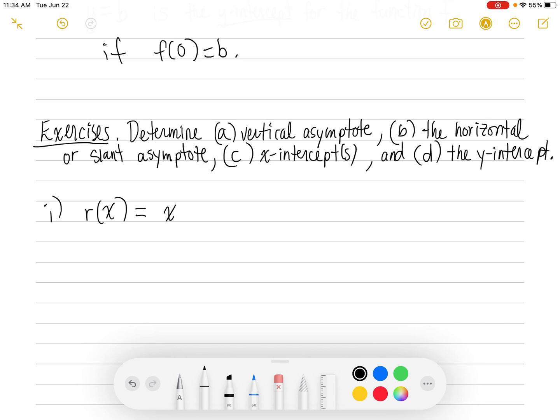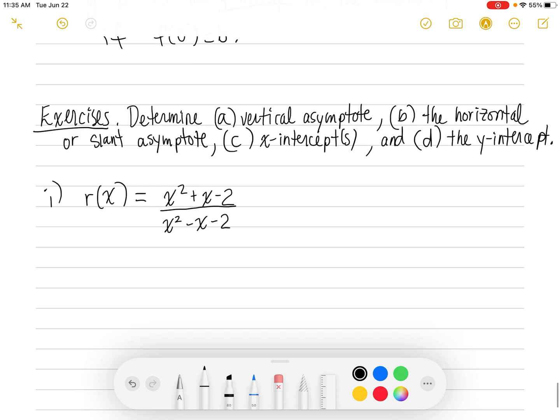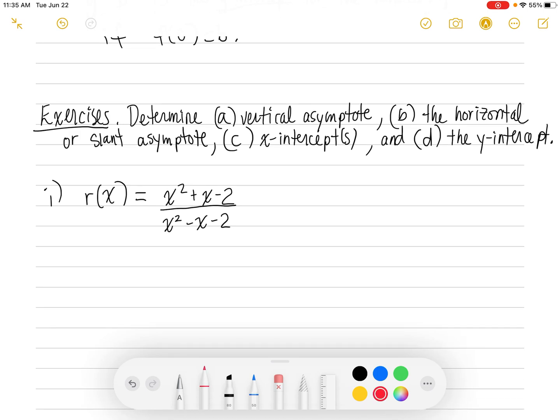Okay, here we go. We got x squared plus x minus 2. Okay, and on bottom we have x squared minus x minus 2. Okay, so the first thing we want to do is vertical asymptotes.